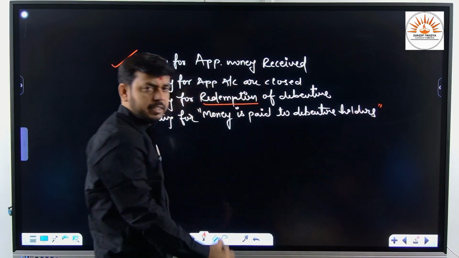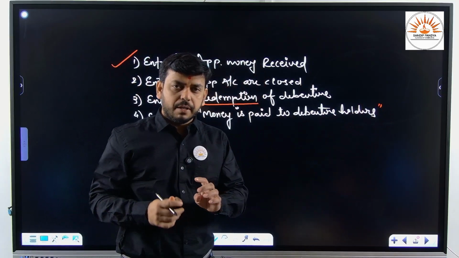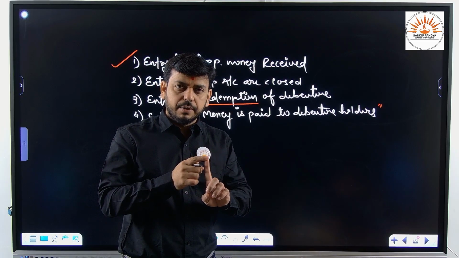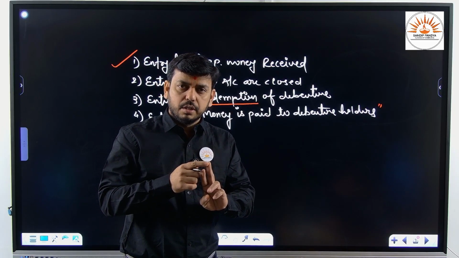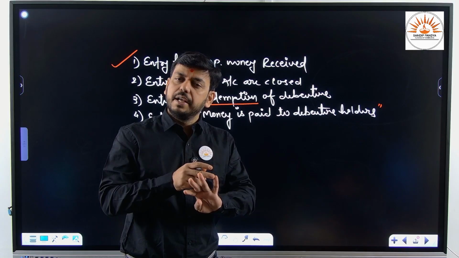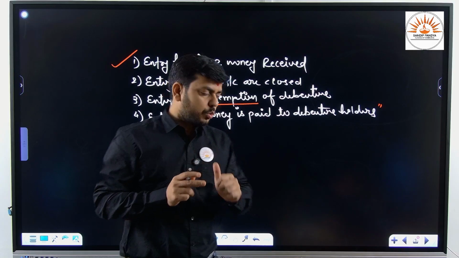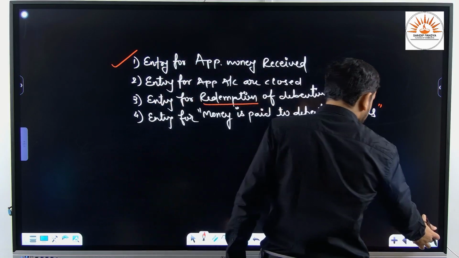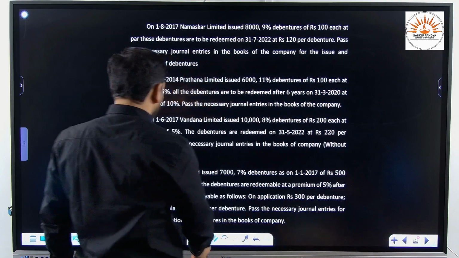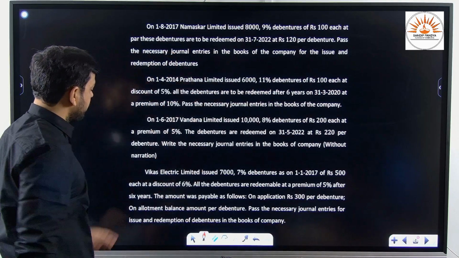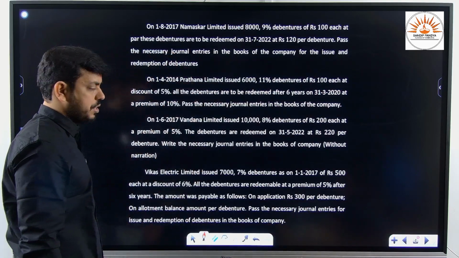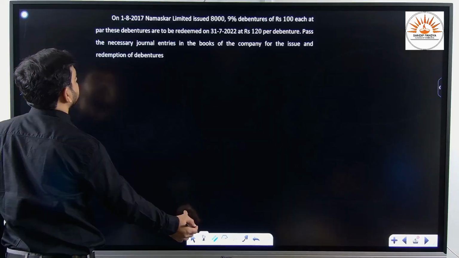Is it clear, friends? So finally, how we should remember? Number 1, when application money received, application account closed, entry for redemption, and finally money paid to the debenture holder. So let's start one by one with numericals. As you can read from here, we shall discuss total 4 most important questions. So one by one, I will show you.